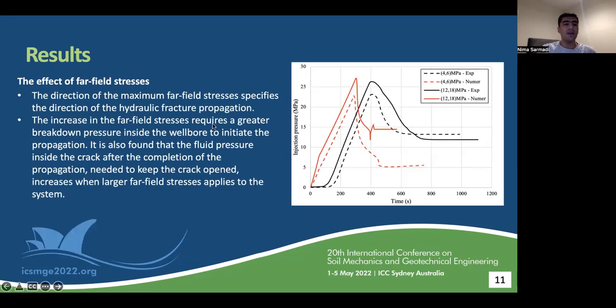We also see the effect of far-field stresses here in this figure. The solid lines represent the numerical and experimental time histories for the fracture pressure for higher, 12 and 18 megapascal, confining stresses, and dashed lines are for 4 and 6 megapascal confining stresses. We see that the increase of far-field stresses also results in the increase of breakdown pressure.